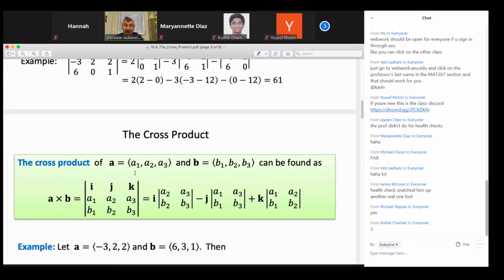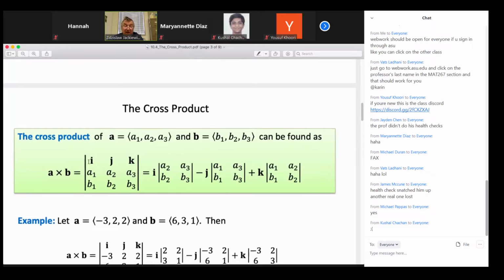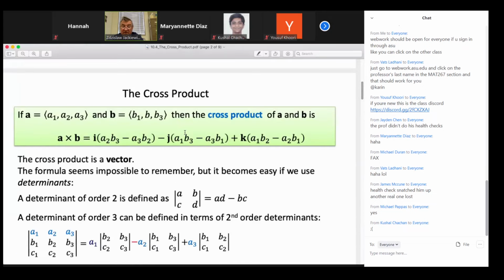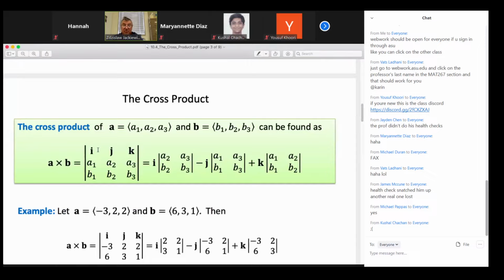So the cross product of two vectors, A1, A2, A3 and B1, B2, B3, is equal to the determinant of this matrix. You have vectors I, J, K, those coordinate vectors. And so you see, if you multiply this, you get this. And if you expand this, you will see that this will be equivalent to this thing. So again, don't memorize this formula. This is much easier to remember.